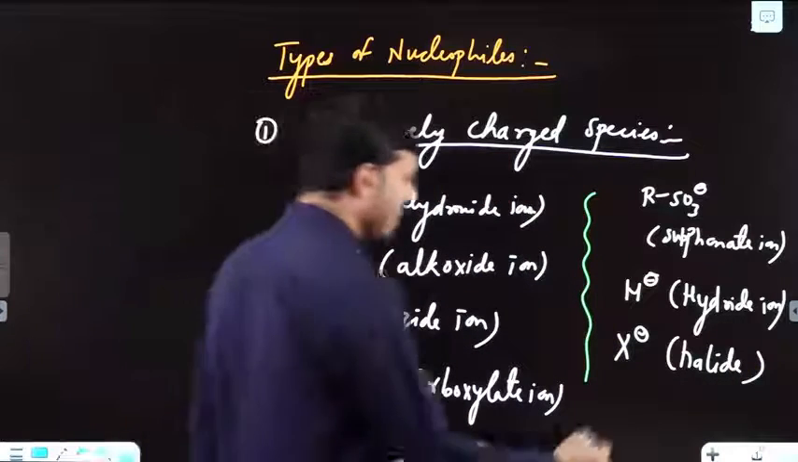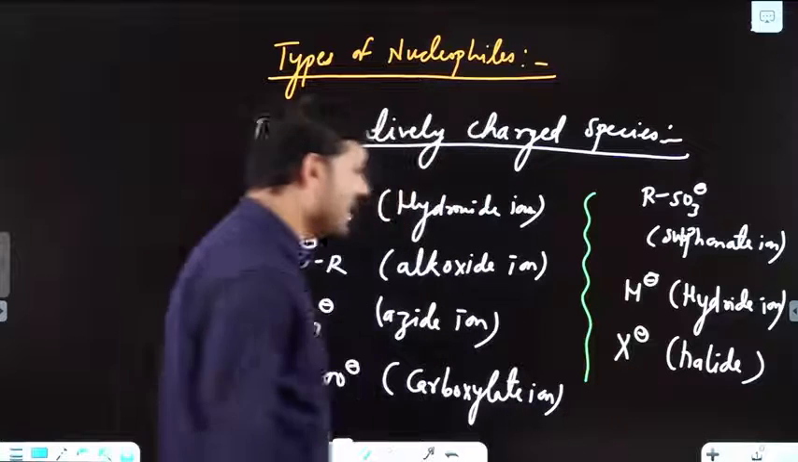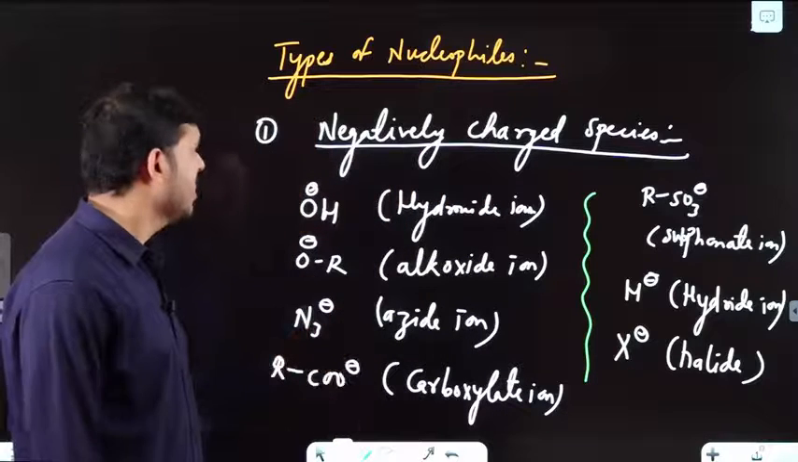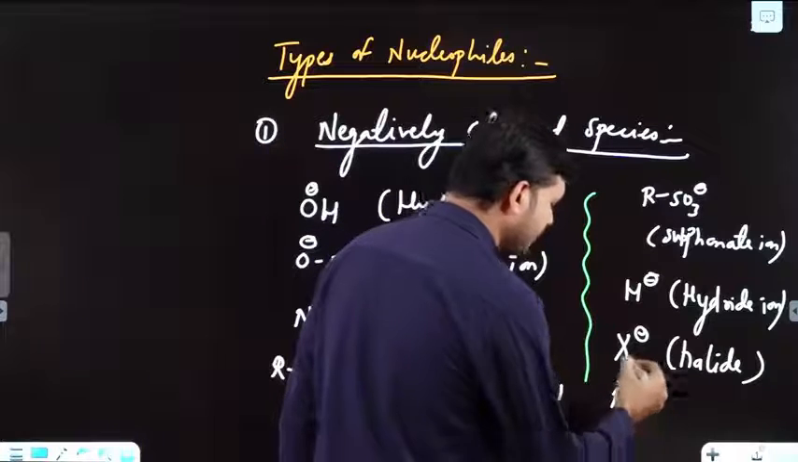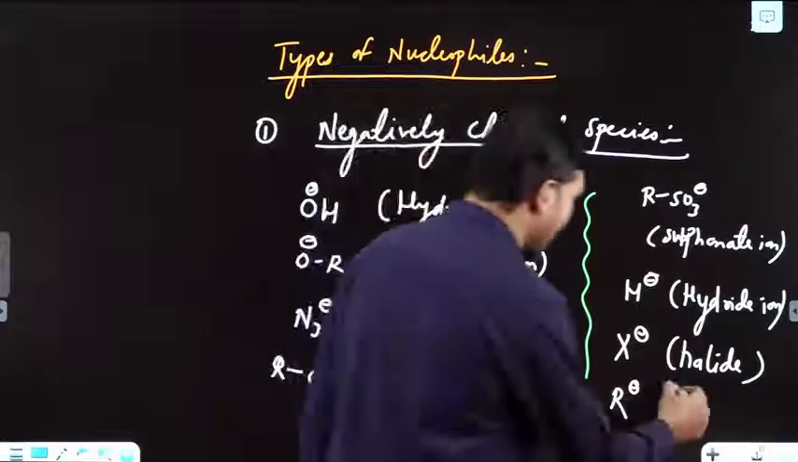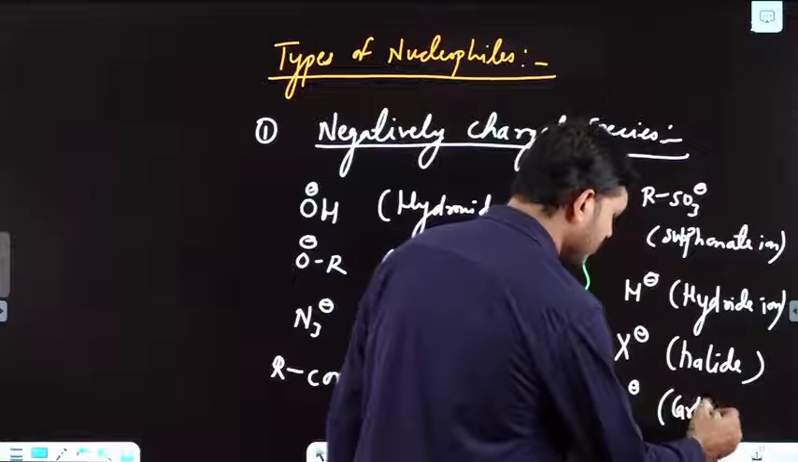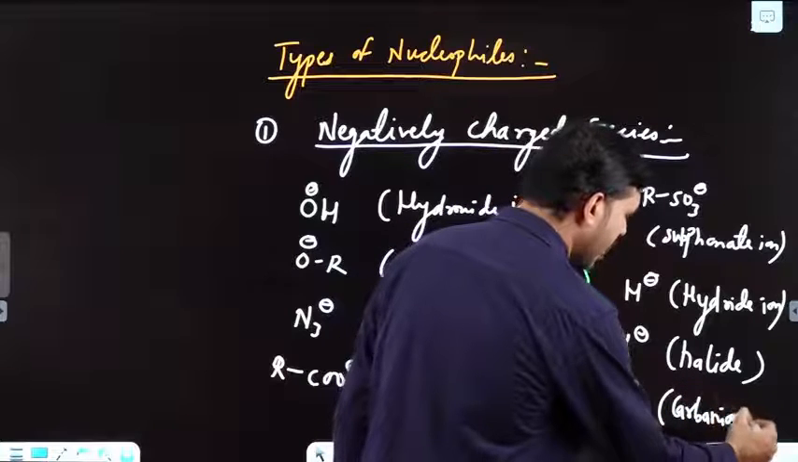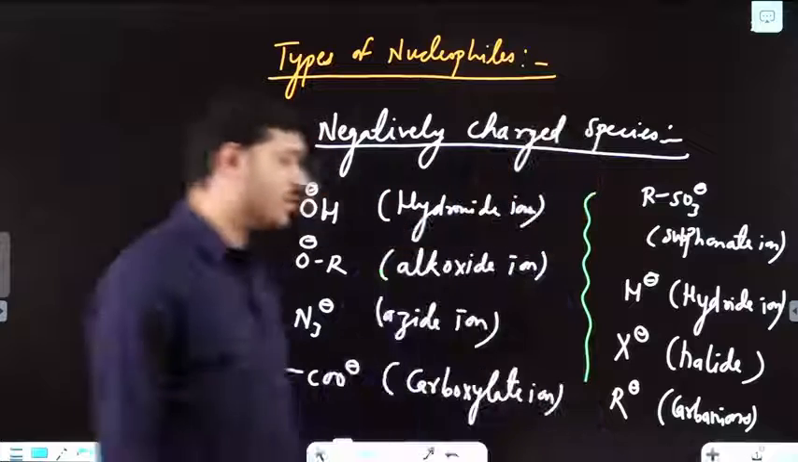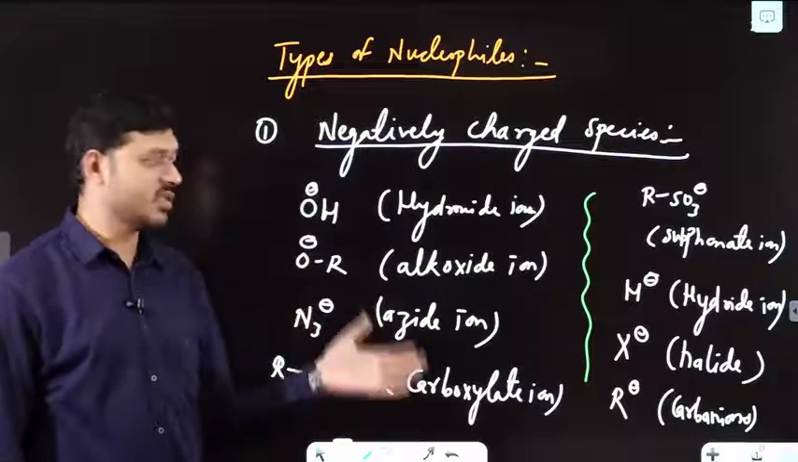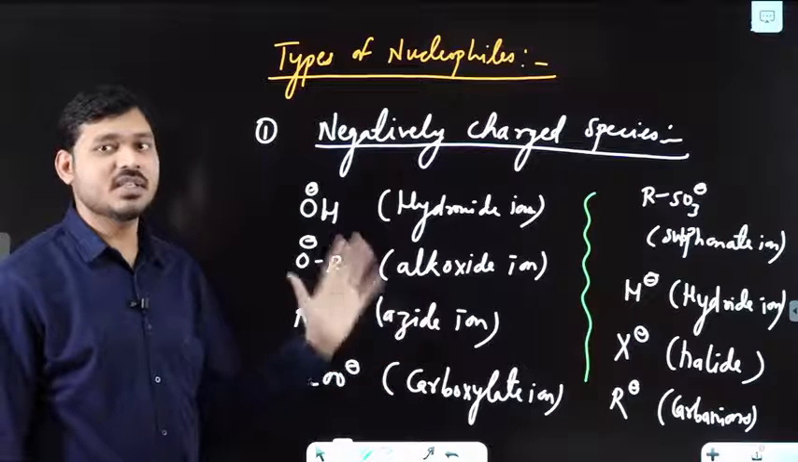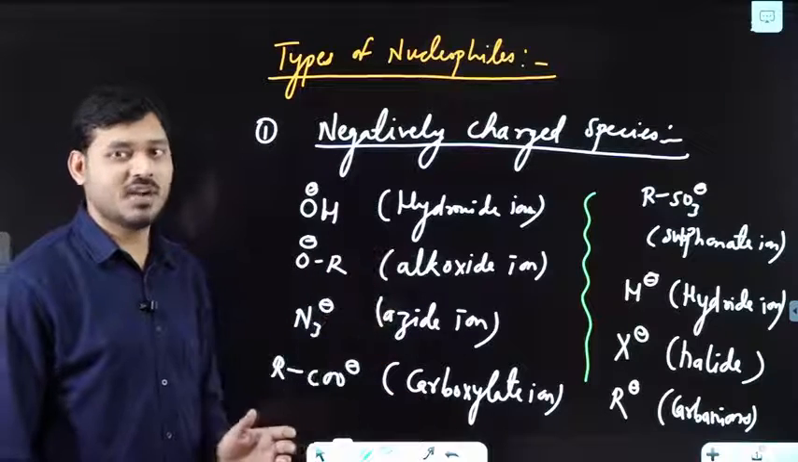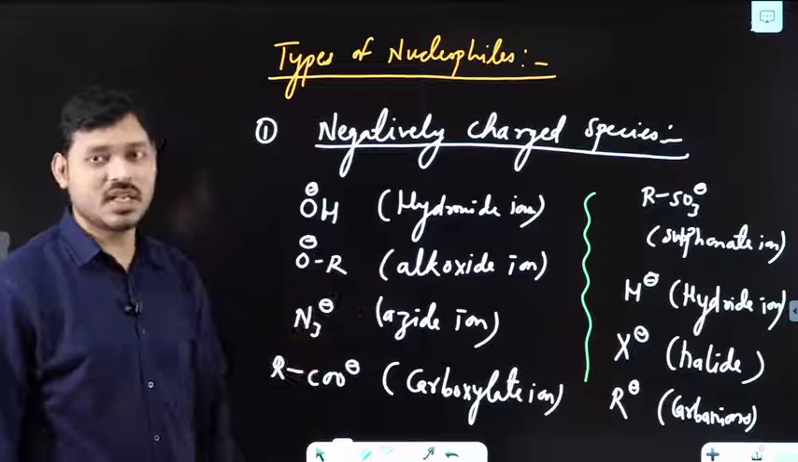Clear? So all these are the cases of negatively charged species. Now I can also say R minus. Okay, so this will be your carbanion only. Carbanions. So all carbanions will be negatively charged species. So all these cases you can see here are negatively charged species and they will behave as a nucleophile. Okay, they are very strong nucleophiles actually.